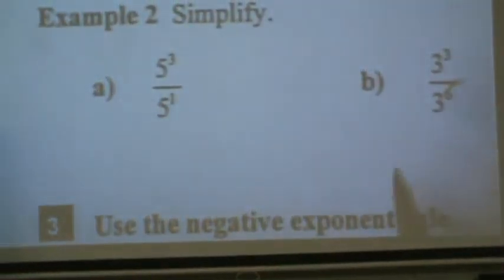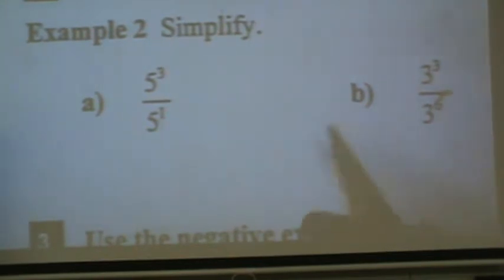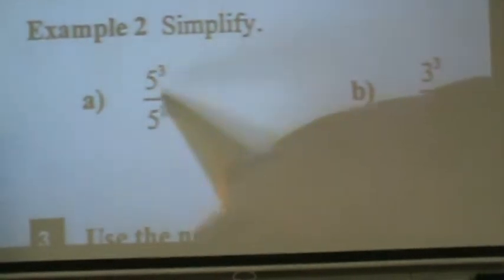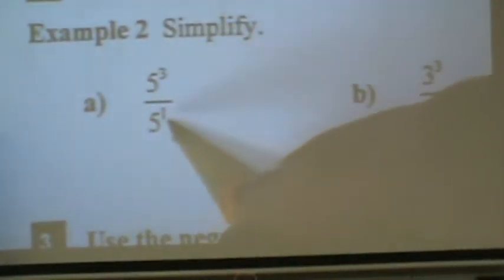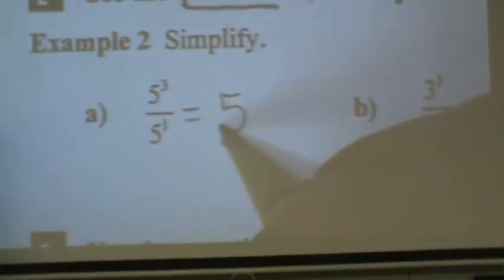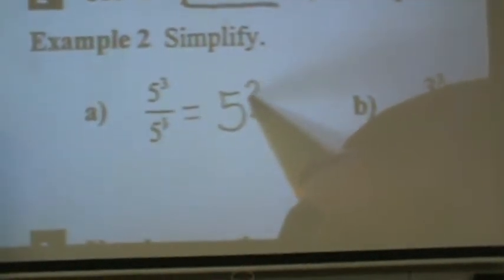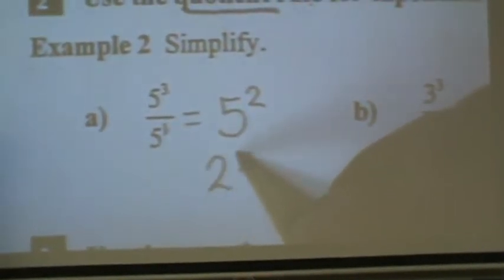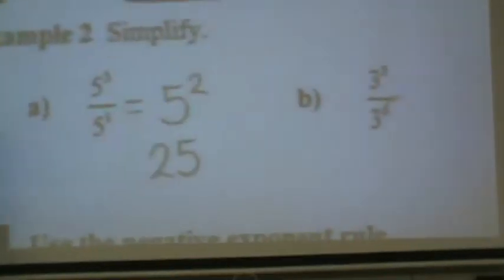Okay, how about quotient? Quotient is division. What does the quotient rule tell us to do? We keep the base the same if they're the same, and you subtract. It's the numerator exponent minus the denominator. So we're gonna keep the 5 the same, and we're gonna subtract 3 minus 1, which is 2. Another name for that? 25. You got that one right? Okay, now, how about this next one?